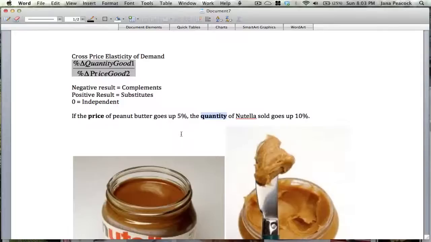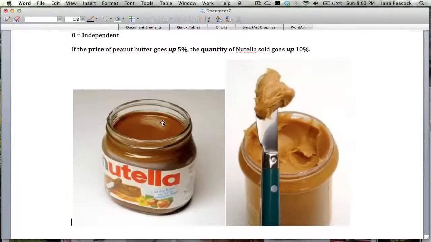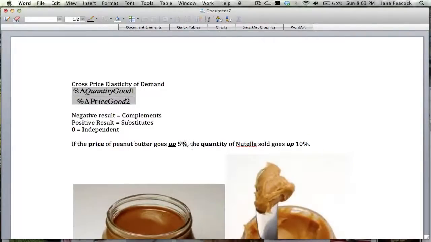So price and quantity are the two things you look for: price of one good, quantity of another. Sometimes you'll get three pieces of data to trick you, so find your isolated piece of data, one where you only have quantity or price, and work your equation from there. Then you want to look at what direction the prices are going. Are they going up or are they going down? And here you'll notice they're both going up, so they're both positive.